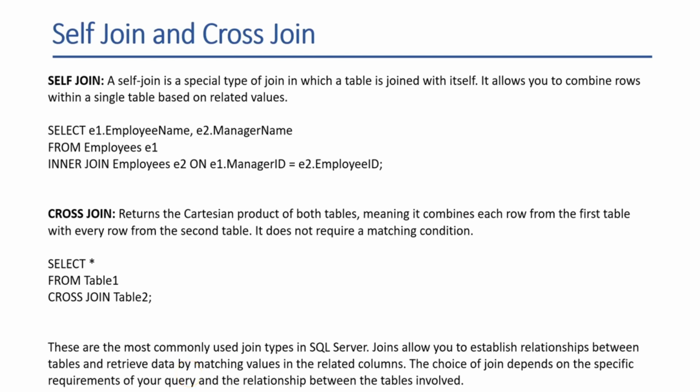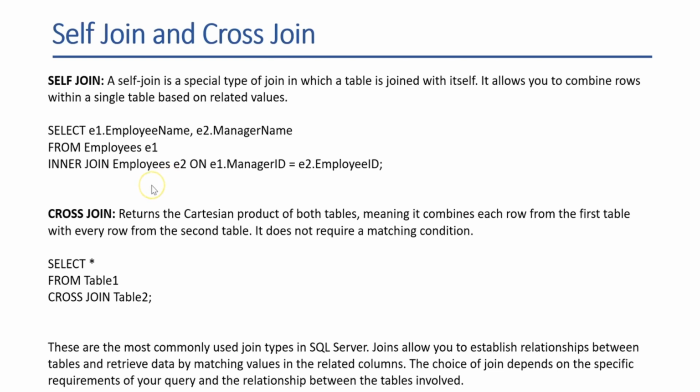Let's understand what a self join is. Self join is a special type of join in which a table is joined with itself. If you have a requirement in which you have all the values in a single column and you want to compare those values among themselves, that is, you want to compare the values from one row to another row within the same column, in this scenario you can use the self join. It allows you to combine rows within a single table based on related values.